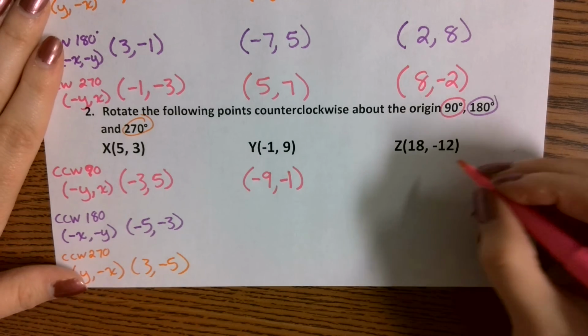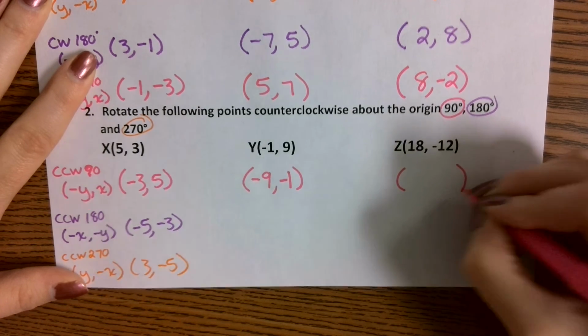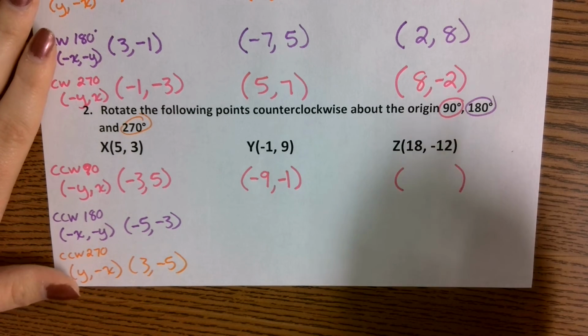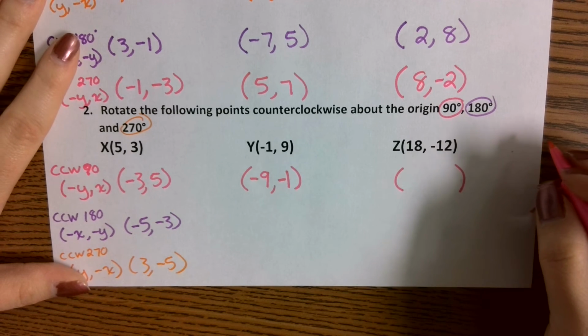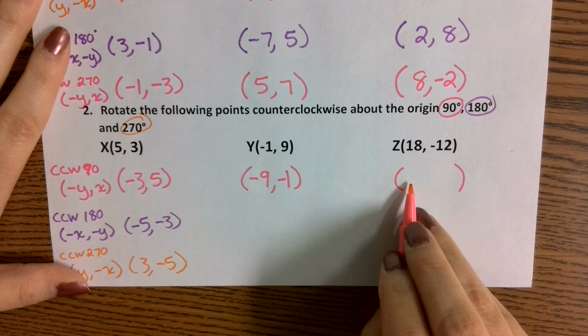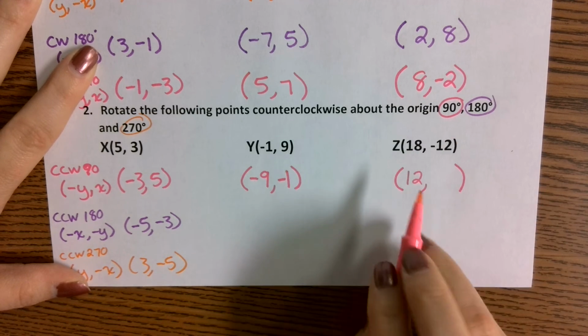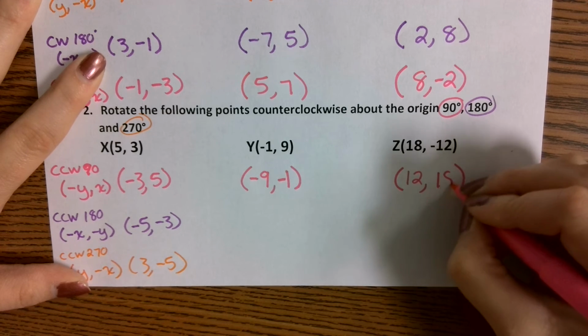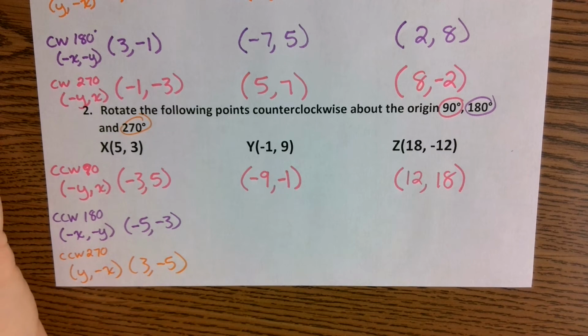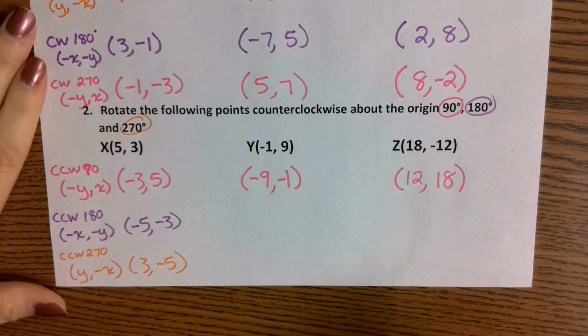What about for Z? What is the counterclockwise of 90 degrees going to become for that one? Maya? For Z. Oh. Yeah, for counterclockwise 90. Would that be 12, 18? 18. Yep, 12, 18. Very good. 12, 18.